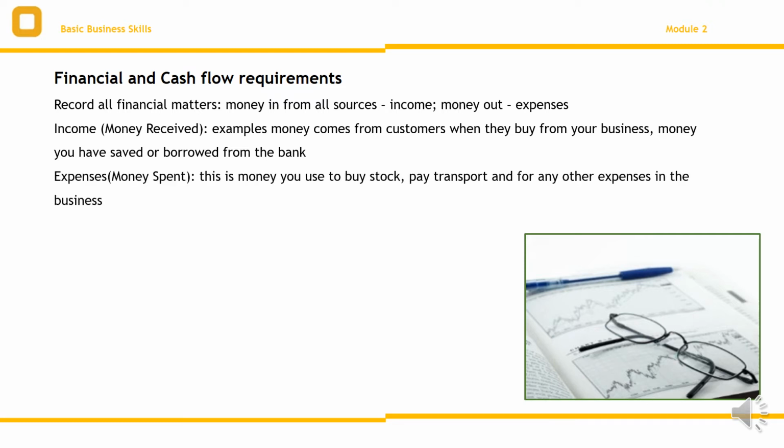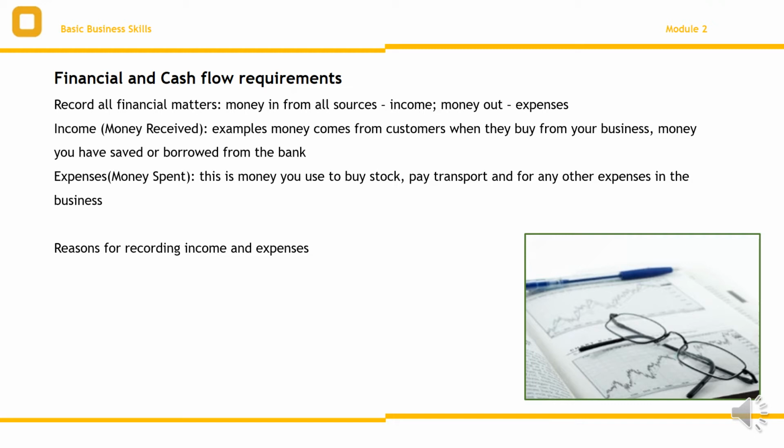Expenses, this is money spent. This is money that you are going to use. It's money that you're going to use to buy stock. It's money that you use to pay for transport when you are going to buy your stock. It's any other expenses. It's money that you can use to pay for rent. It's money that you use to pay salaries and wages.